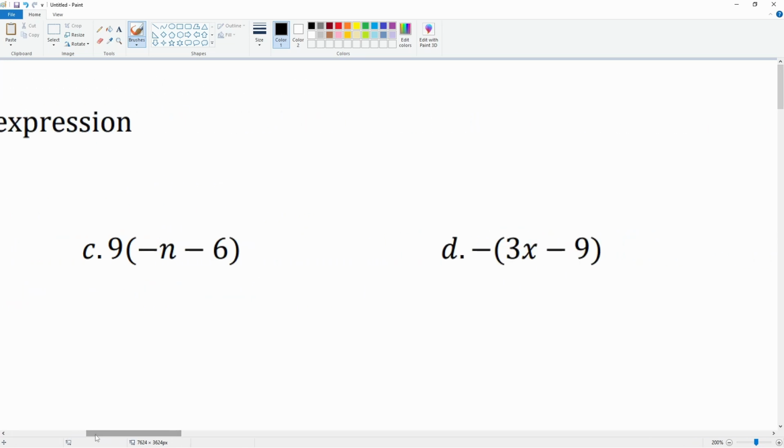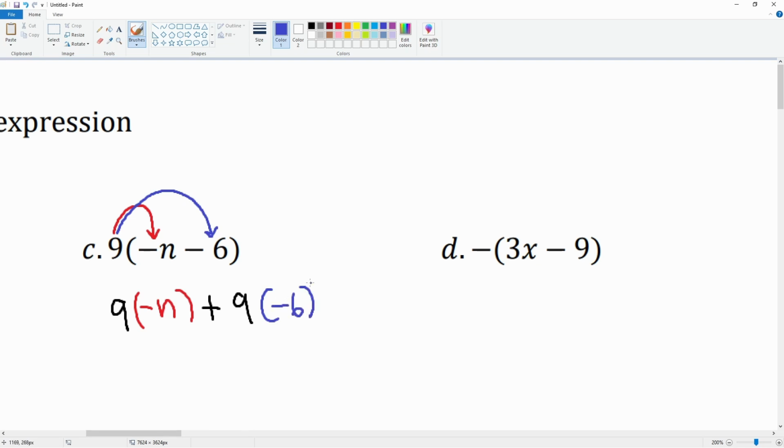Let's look at C here. We're going to distribute the 9 to the -n. So we have the -n here. Let's put that in parentheses. The 9 is going to be distributed to it, so it's going to multiply. Bring down the addition symbol. That 9 is going to now be distributed here to that -6, parentheses -6. So 9 times -n becomes -9n. 9 times -6 is -54.